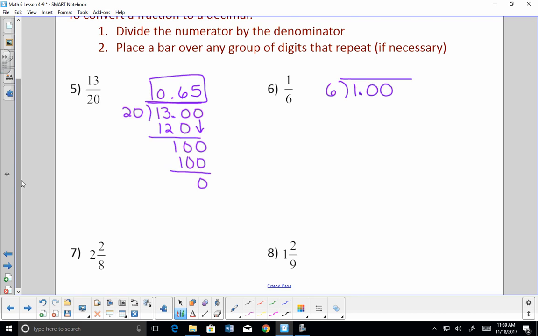Okay, so I need to add several zeros here. Bring my decimal point straight up. 6 does not divide into 1. 6 divides into 10 one time. 1 times 6 is 6. 10 minus 6 is 4.